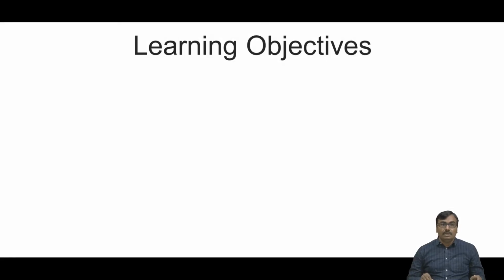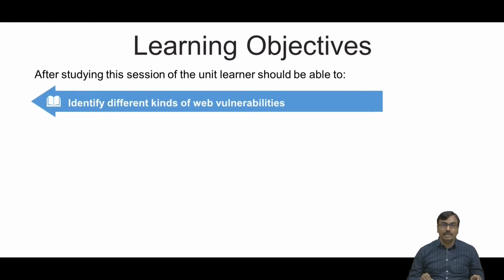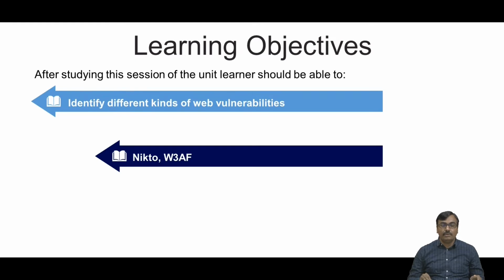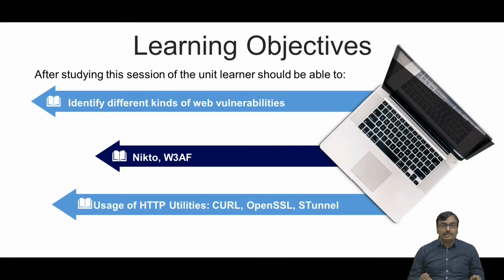So, these are the learning objectives. After studying this session of the unit, the learner should be able to identify different kinds of web vulnerabilities. So, the learner can find out the various web vulnerabilities. Among the tools, Nikto and W3AF we are going to discuss in this session, as well as HTTP utilities like curl, OpenSSL and others.